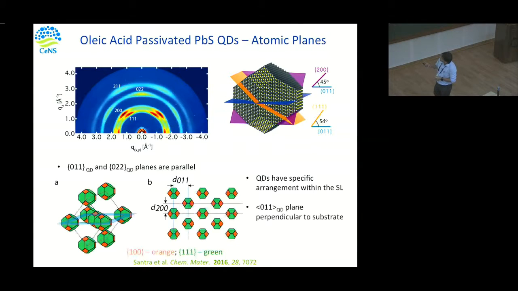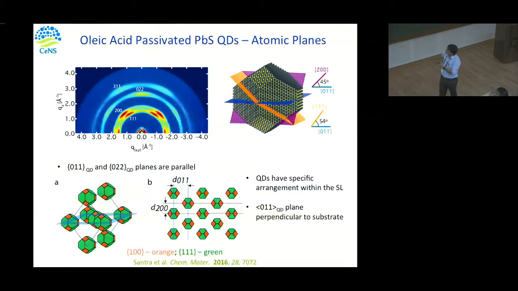Okay, so the overall three-dimensional picture is that this is the plane of this BCC superlattice which is perpendicular to the substrate, and the individual quantum dots are oriented such that the 011 plane is perpendicular to the substrate. Okay, good. So this is what happens probably because this oleic acid, these long molecules, interact with each other, and that's where it goes to this particular BCC superlattice structure.